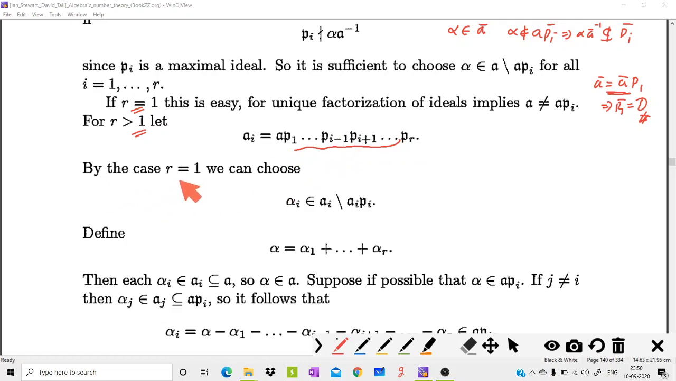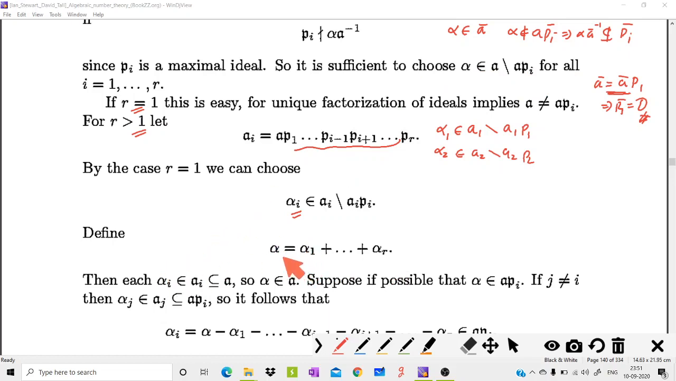By the case r equal to 1, we can say that A_1 minus A_1 P_1 is not empty, so we can easily choose an element alpha_1 from this. Similarly, we can choose alpha_2 from A_2 minus A_2 P_2, because these two ideals can never be equal. So we can choose for each i, for i equal to 1 to r, we can choose alpha_i. Okay, using this alpha_i, we write alpha is equal to alpha_1 plus alpha_2 plus etc. alpha_r. This alpha is going to be the required element in A minus A P_i for all i.